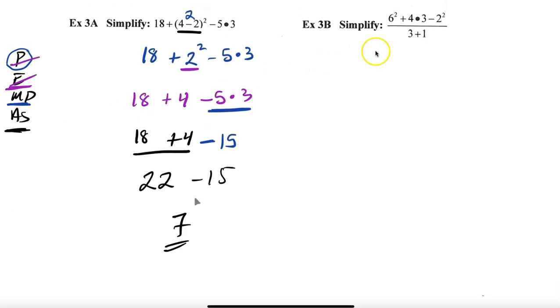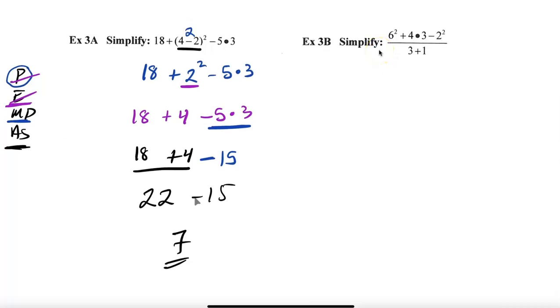Okay, last one here, and there's something very important here. Anytime you see a divide sign, there's an implied parentheses. So right here and right there. So anytime you see a divide sign, it's saying the top is all together and the bottom's all together.